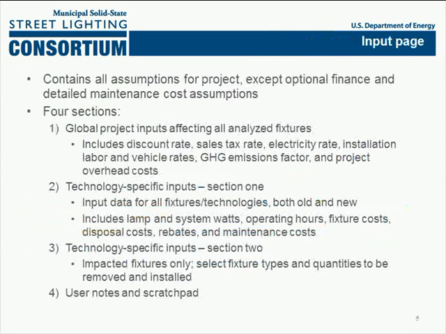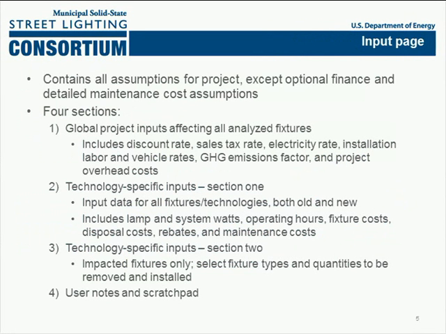Okay, now as for the input page. The input page is, as you might expect given the name, the primary place where you're going to input data related to the project and individual fixtures. There are 4 sections to the input page. There's a global or project level input section, where the data entered affects all analyzed fixtures. Examples of such data points include electricity rate, greenhouse gas emissions factor, overhead costs, and labor and vehicle rates.